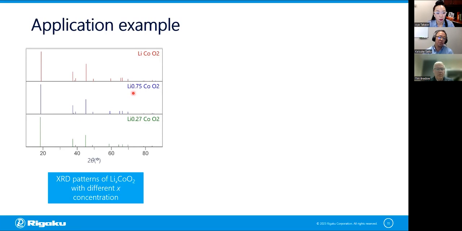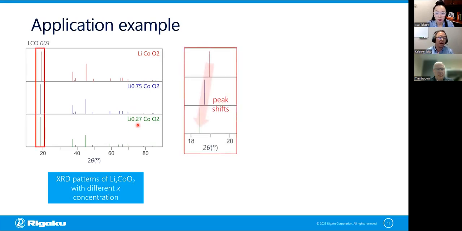Next example, in the blue. This one has lithium 0.75. I mean 75% of the lithium atomic sites are occupied by lithium ion. And then finally green, it has only 27% lithium in the cobalt oxide layer structure. If you have a look at the LCO 003 peak, this is the first peak on the left-hand side, just below 20 degree two theta angle, this peak is moving depending on the lithium concentration.